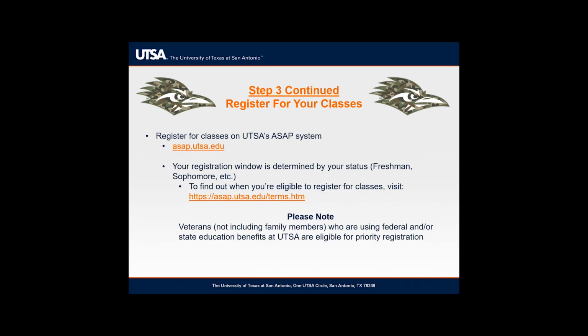Once you have met with your advisor and have an approved degree plan in DegreeWorks, and have verified that your program of study is approved for the GI Bill, you will need to register for classes on UTSA's ASAP system, which can be found at this link. Your registration window is determined by your status. To find out when you're eligible to register for classes, visit this link.